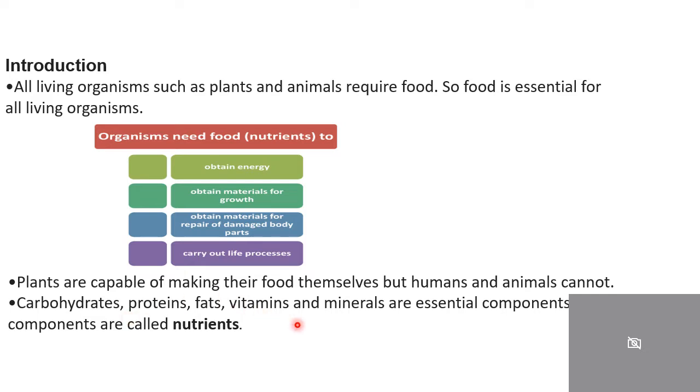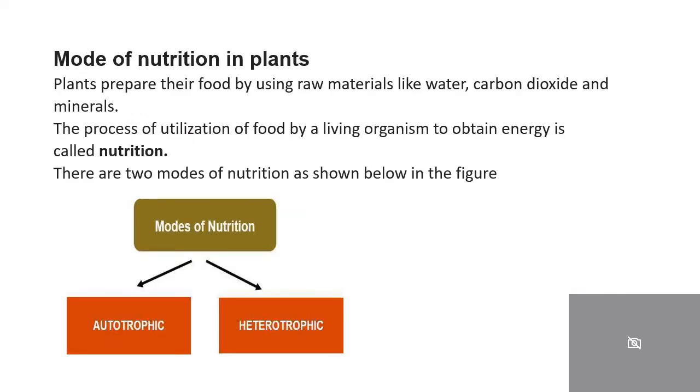Now, there are various essential components present in the food, in the form of carbohydrates, proteins, fats, vitamins, and minerals. What are these components called? These components are called nutrients, which we have already learned in the last class. So students, in this lesson, we are going to learn about nutrition in plants.